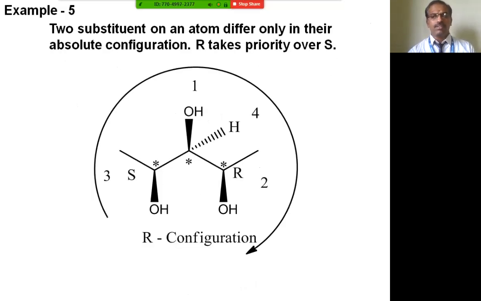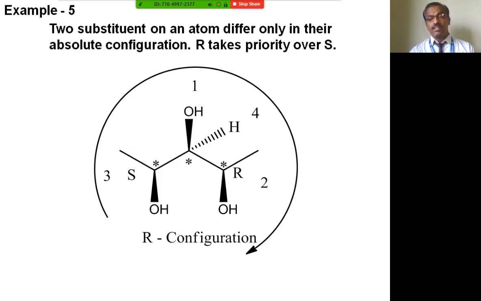Now we are moving to the next very important topic: assigning configuration when two substituents on an atom differ only in their absolute configuration. For example, you can see there are three chiral centers here. I need the configuration of the center carbon, the center of the molecule. I want to know that configuration. On the right hand side it is the same thing as the left hand side. Both are the same substituent. So in what way do I have to give the priority?